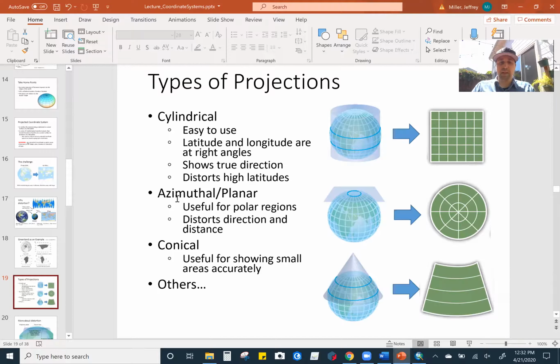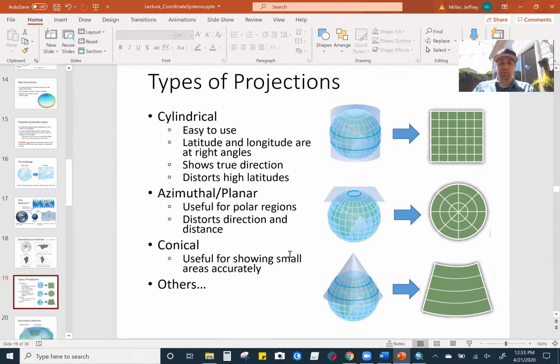Something called an azimuthal or planar projection would be used if, say, the idea was to only map the North Pole, for example. Again, still taking a flat piece, but only being able to represent 30 degrees down from the center. You're going to end up with something kind of like this, which is going to be really useful at the poles. But then your direction and your distances are going to be a little bit off, though the shapes are still pretty accurate. And at the same time, you're not going to get the whole globe, right?